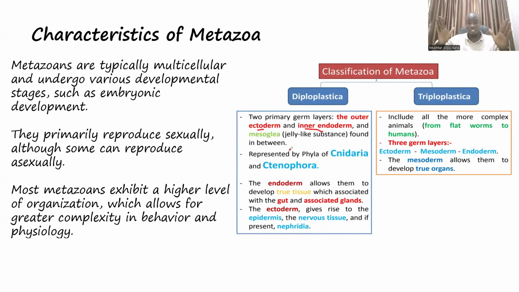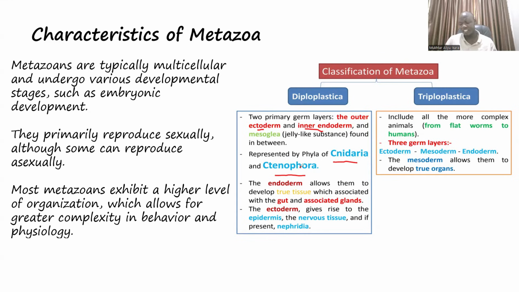So in the diploblastic, they have two layers, the outer ectoderm and the inner endoderm. In between them is what we call the mesoglea, a jelly-like structure found between the two layers. These diploblastic animals are represented by the phyla Cnidaria and Ctenophora. The mesoderm allows them to develop true tissue associated with the gut and associated glands, while the ectoderm gives rise to epidermis, nervous tissue and nephridia.